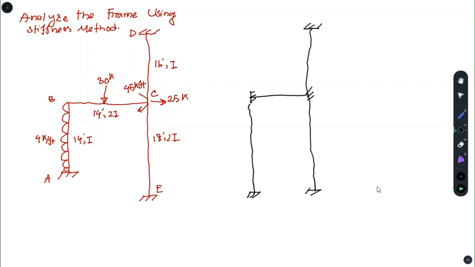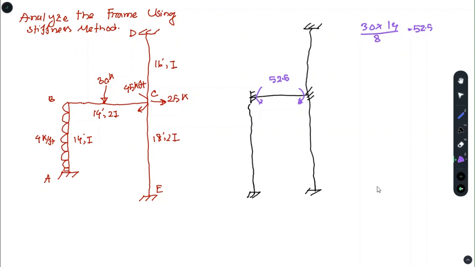Now for the 30 kip load here, we'll get a moment here and here, the same moment on both sides as the load is in the middle. The moment will be PL by 8, where P is 30 and L is 14. The value will be around 52.5 kip-feet. So the value is 52.5 for both moments.